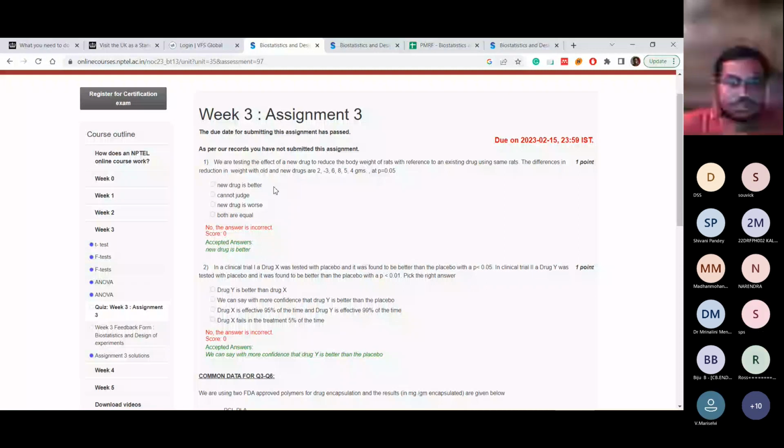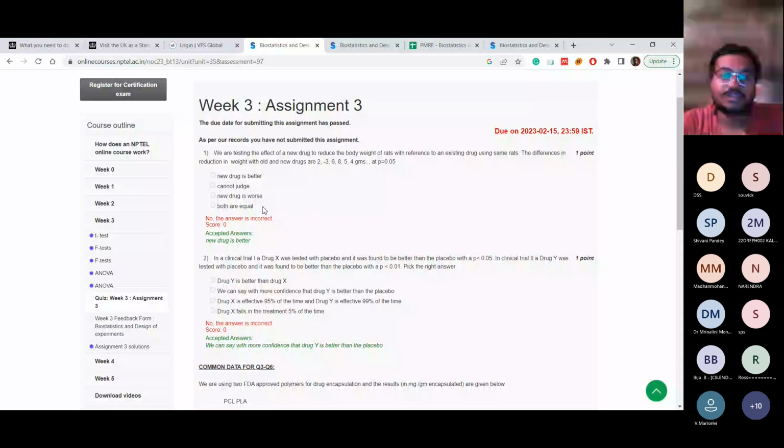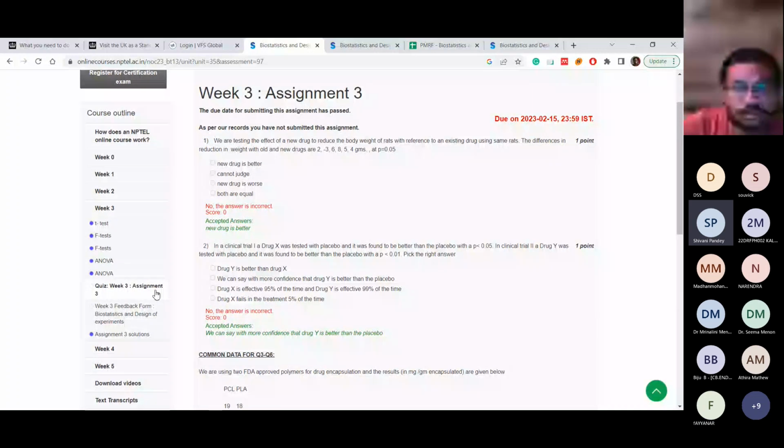New drug is worse. So you will say new drug is not worse. So new drug is actually better. Sir, but in the last session, when sir was assisting us, he told that the option "both are equal" is the correct answer. Both are equal won't be correct. Why?